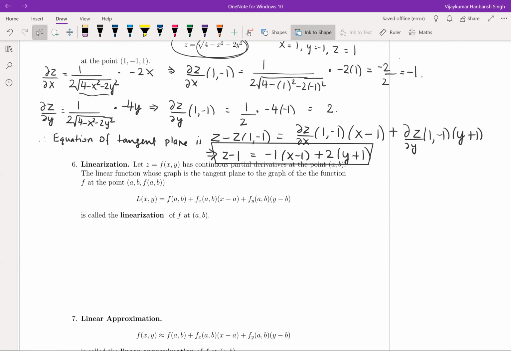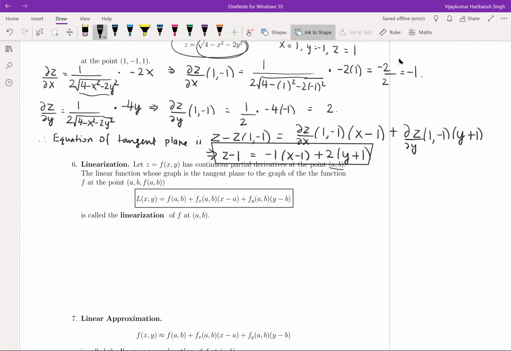So now comes the concept of linearization. Let z be f of xy, with continuous partial derivatives at point ab. The linear function whose graph is tangent to the surface at point P is called the linearization. So first of all, note that this is a linear function, right? Why is that? Because its power of x and power of y are both 1.